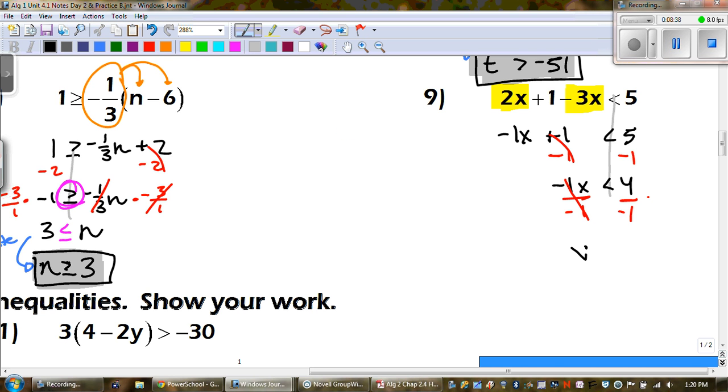We just divided by a negative, so that means we need to flip. Okay? So now that I flipped the sign, we're done. So x is greater than -4.